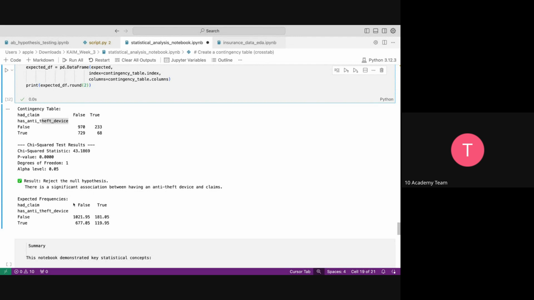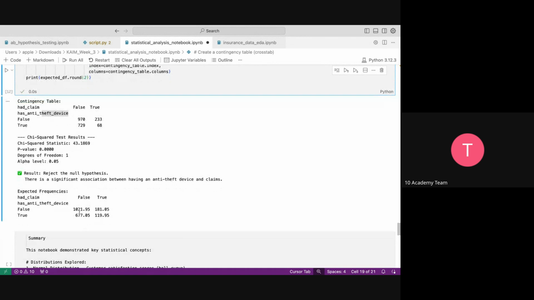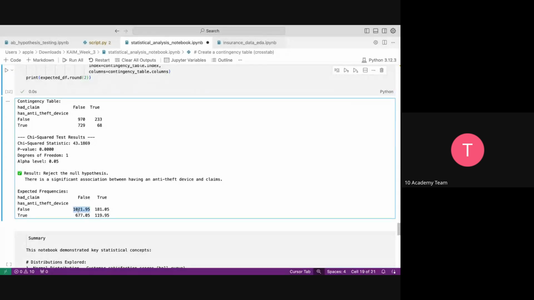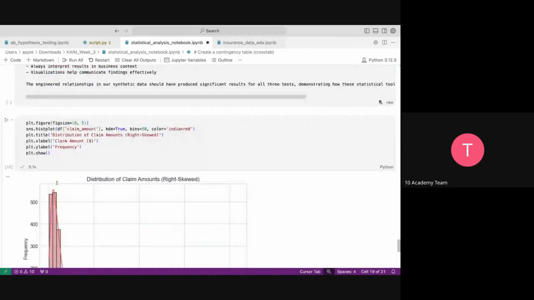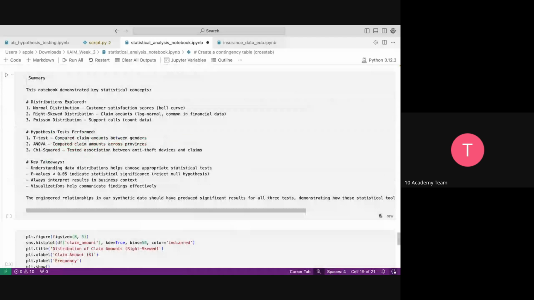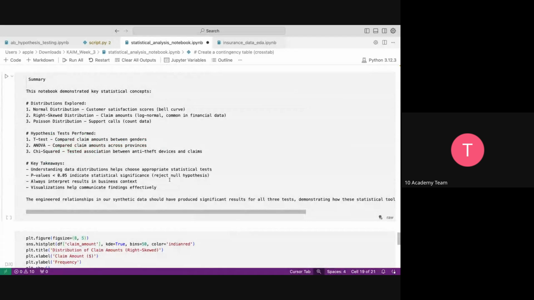You can actually see from the frequency that having a claim and having an anti-theft device is very high compared to both being true, or true and false, and false and true. So you can actually reject the hypothesis, but I would add more details to this one.